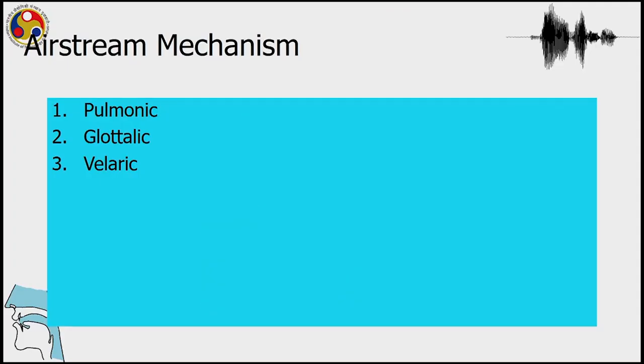Now, importantly, it's not always that sounds are produced with the pulmonic egressive airstream, and there are a few languages which use the glottalic and velaric airstreams also, producing very interesting, particular and unique kinds of sounds. So we have to remember that the pulmonic egressive is the most commonly used airstream mechanism, and almost all sounds that we produce are the result of it.